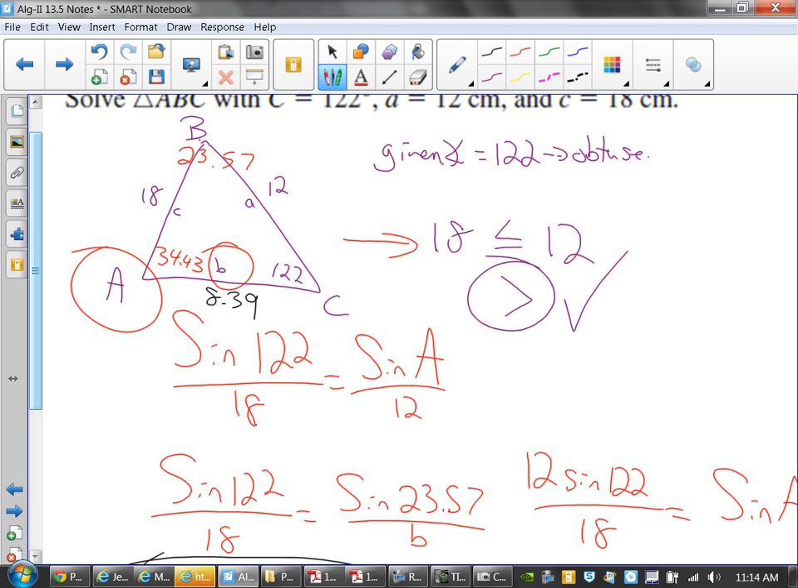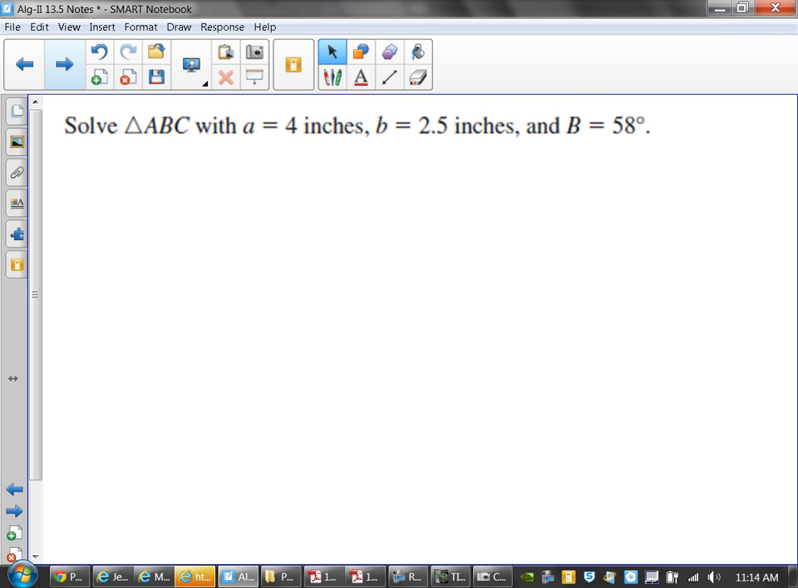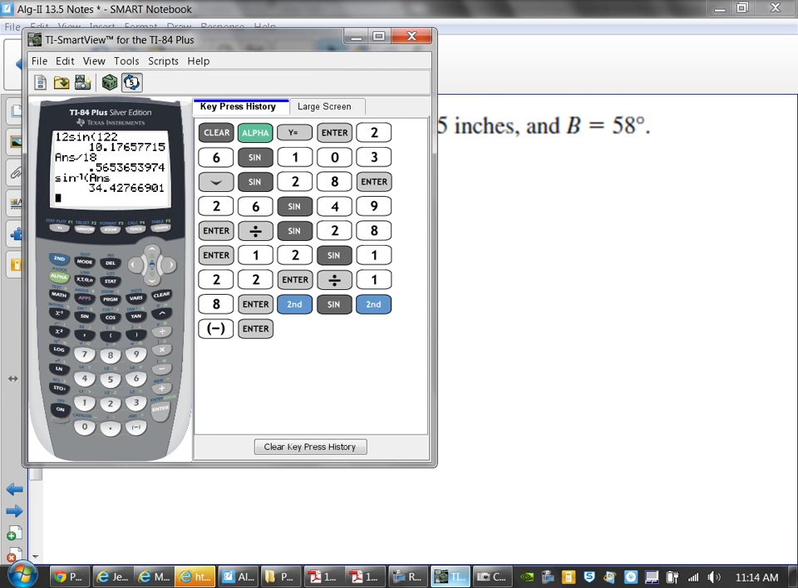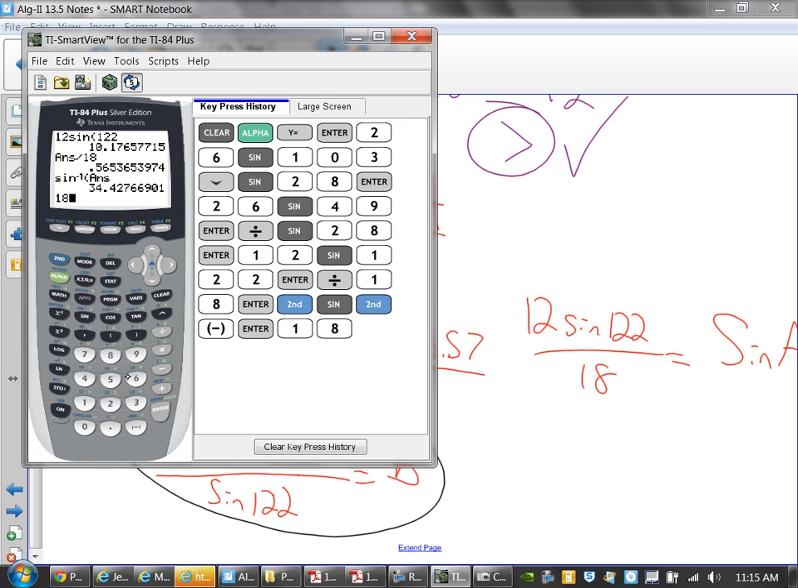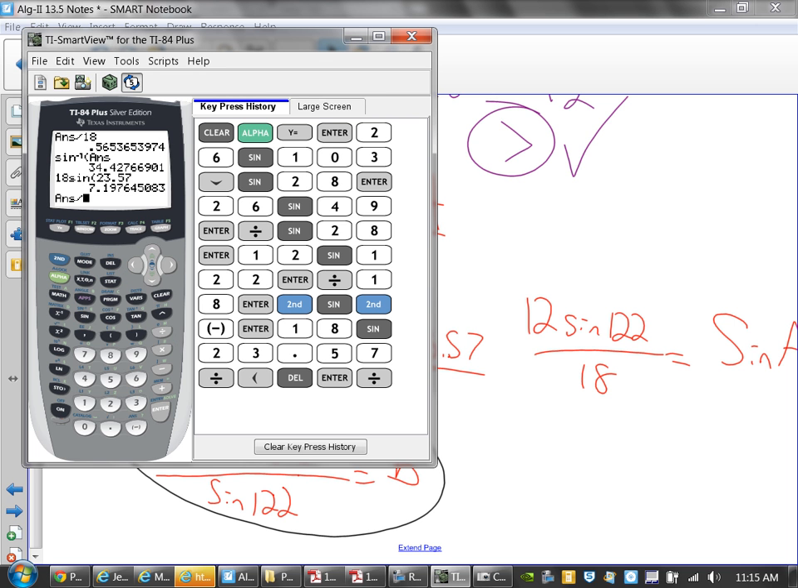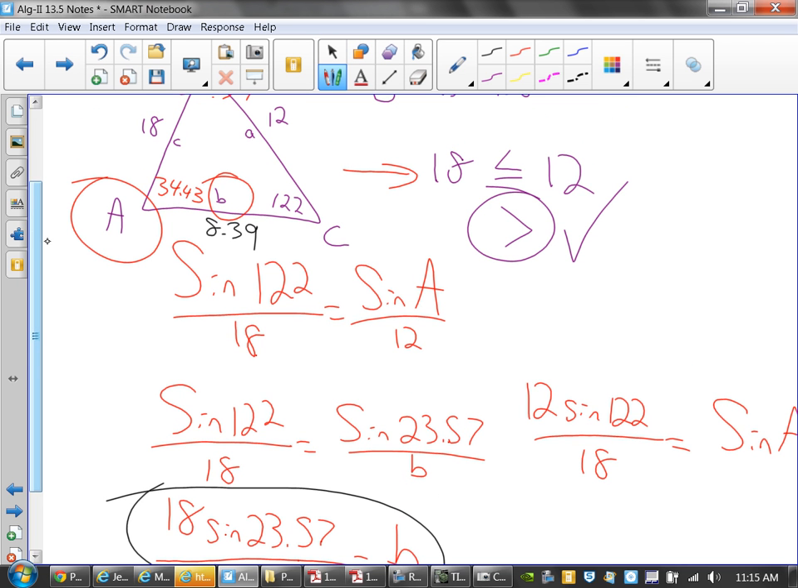Wait, you got 8.3, not 8.4? I got 8.4. Can you go back real quick? 18 sine 23.57 divided by sine 122. So you didn't need to do the negative sign on that one? No, you don't have to do the negative sign on that because you're not finding the angle. You already knew both angles. That's not what I got. 8.49. That's what I got. Yep, should be 8.49.